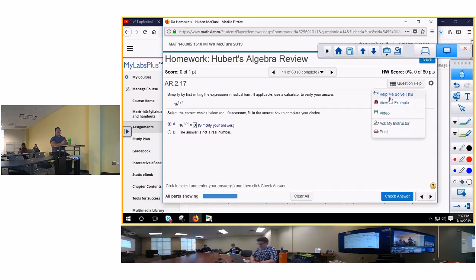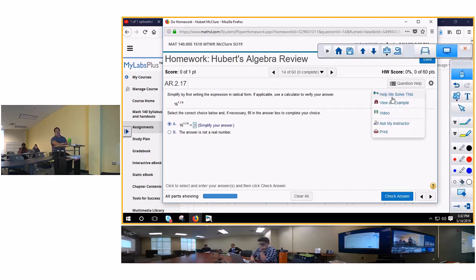Okay, what does 16^(1/4) mean? That means exponent over index. So that means I want the fourth root of 16. So I need to rewrite that as what? Now so far I've asked you 2 questions, and I haven't even answered the question yet. That's called a guided tutorial.